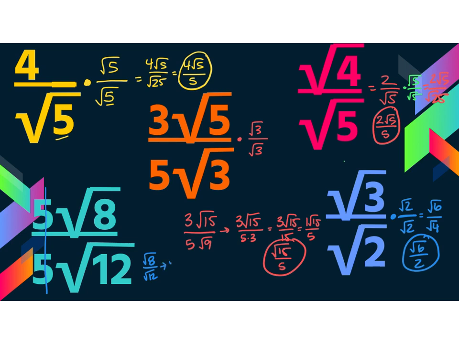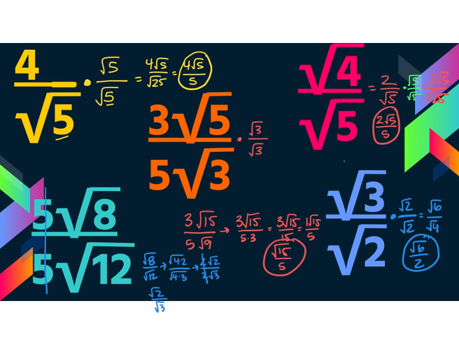So the square root of 8 can be rewritten as the square root of 4 times 2. The square root of 12 can also be simplified, and that can be written as the square root of 4 times 3. Square root of 4 is 2, so I have 2 square roots of 2 in the numerator. Square root of 4 is 2. I have 2 square roots of 3 in the denominator. I can see right now that my 2's are going to divide. So I have the square root of 2 over the square root of 3.